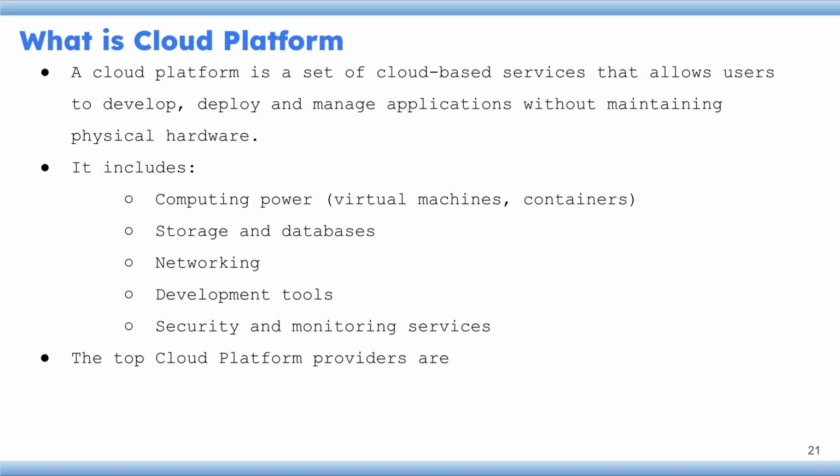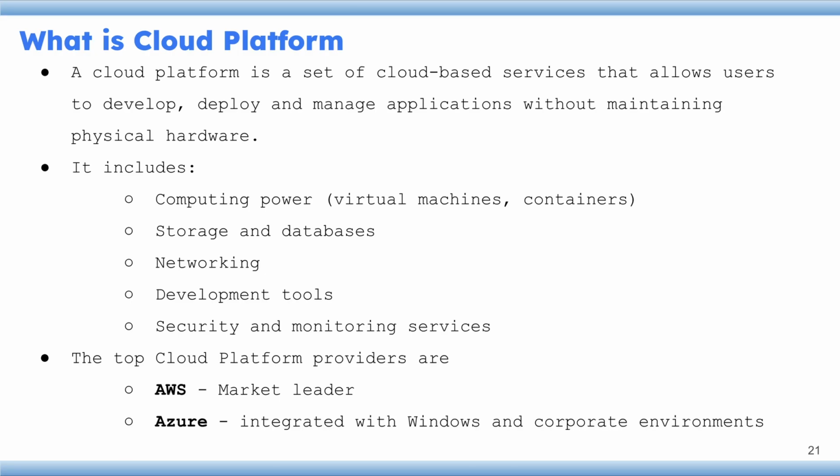The top cloud platform providers are AWS, Microsoft Azure, and Google Cloud Platform. So AWS is the market leader in cloud platform. They offer a wide range of tools and services. And the next one is Azure, which integrates deeply with Windows and corporate environments, basically Office 365. And then comes GCP, which is very strong in data analytics, AI, and machine learning workloads.